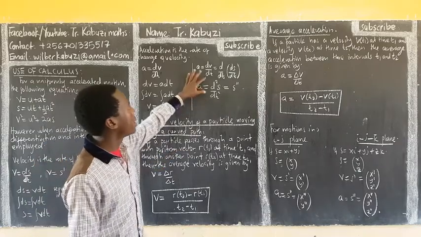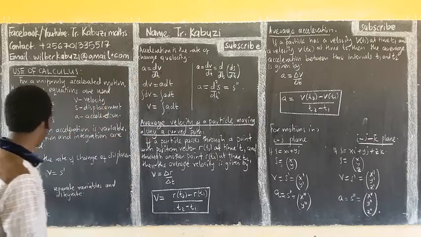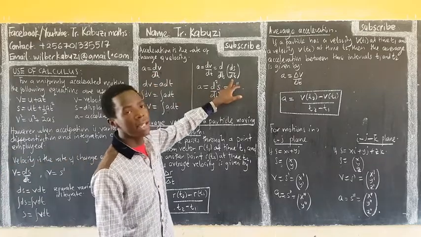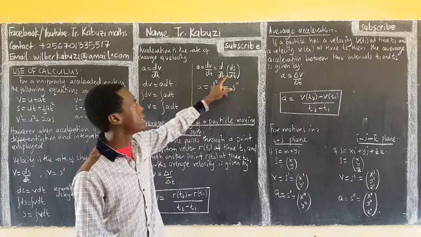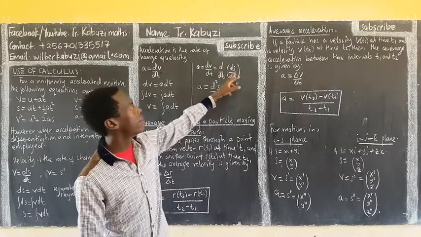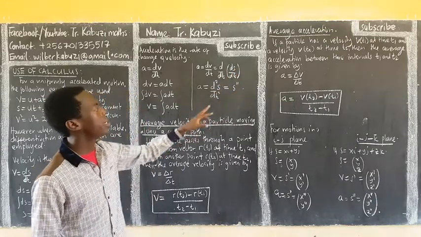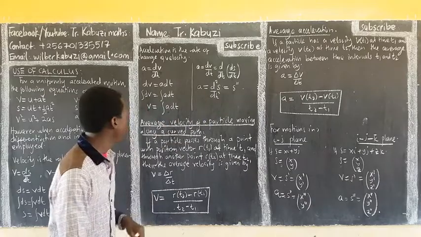Average velocity of a particle moving along a curved path. This is the same. Remember we had our v as this, so where there is v, I put what v is. We differentiate displacement with respect to t, so it's the second derivative of this, represented as that. This means I'm differentiating this function twice.